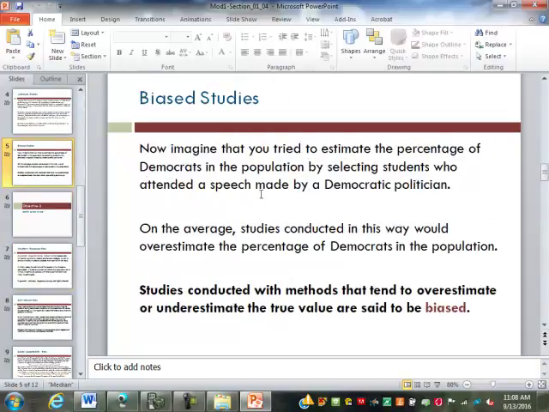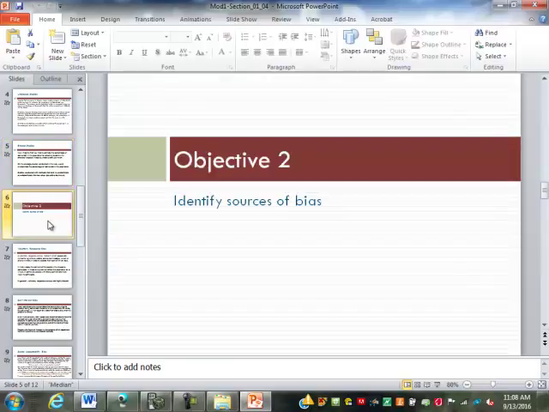So in a biased study, now imagine that you tried to estimate the percentage of Democrats in the population by selecting students who attended a speech made by a Democratic politician. Well, chances are they're more likely to be Democratic. So there's a systematic bias. No matter how you draw it, if you're drawing from that group, the sample is more likely to have a large number of Democratic supporters in it. So that is a biased sample. That is a systematic bias.